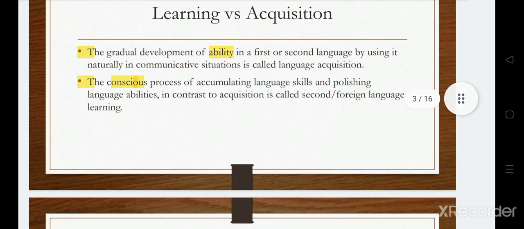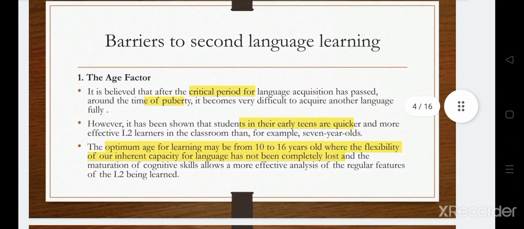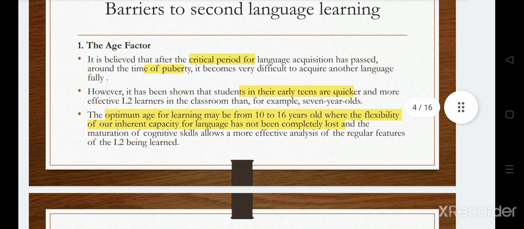In the previous video I already covered the difference between acquisition and learning. Let me rephrase it. The gradual development of ability in a first or second language by learning it in a natural communicative situation is language acquisition. For example, a child acquiring a mother tongue, that is acquisition. Whereas learning is the conscious process of accumulating language skills and polishing language abilities, in contrast to acquisition. This is the difference, and now we'll see barriers to second language learning.